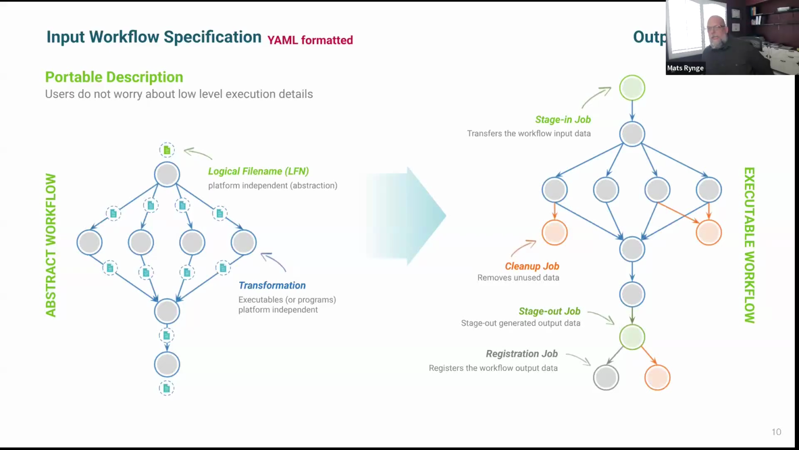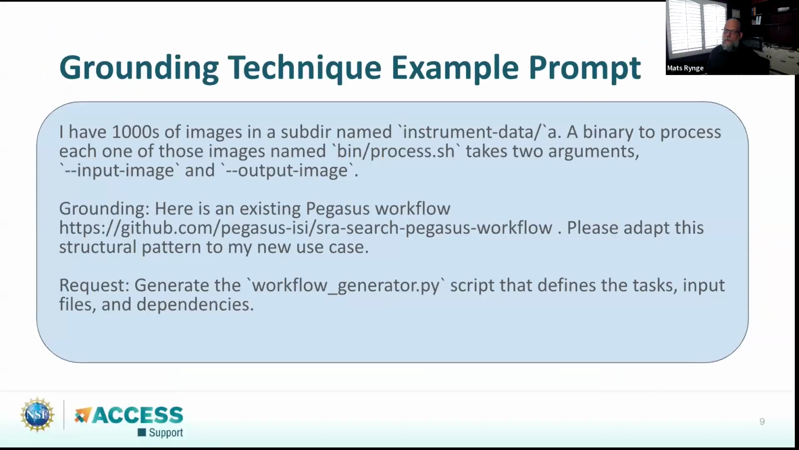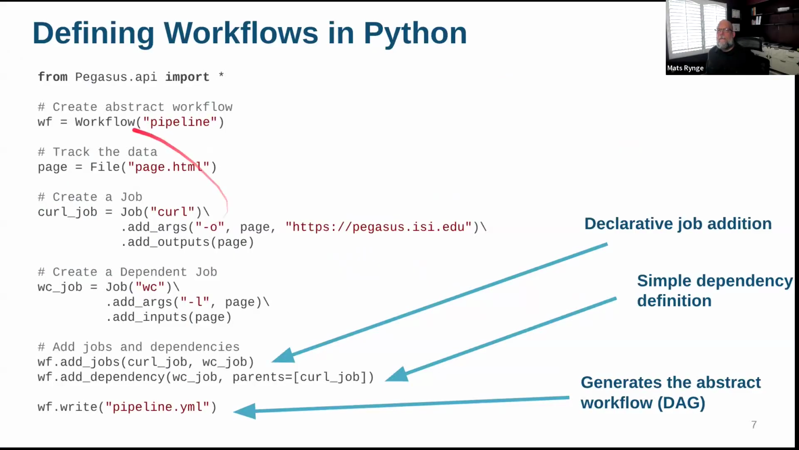Now, I said before that planning is a really important step in Pegasus, and here's an example of why it's important and how it kind of works. So on the left, we have what we call an abstract workflow. This is what the code generates. So I can go back to the code just quickly here and I'll show you. If you look at this, the page HTML here, I don't give it a path or anything. I'm just saying there's a file called page HTML. Same thing with curl, same thing with word count. Like I don't specify paths or anything like that.